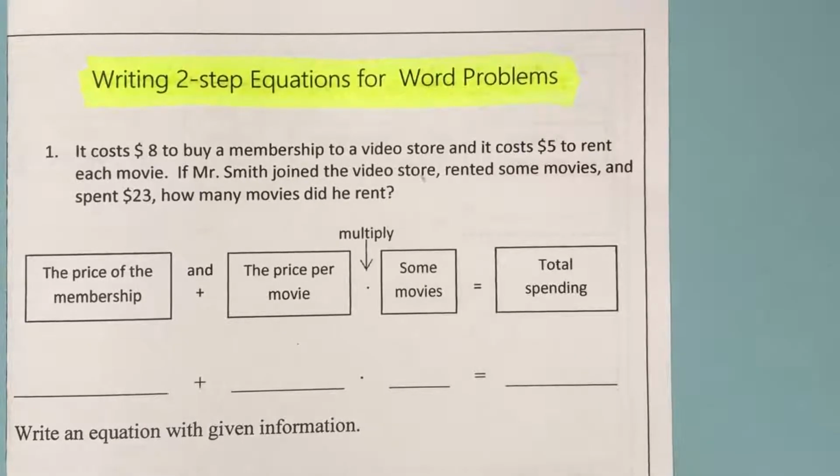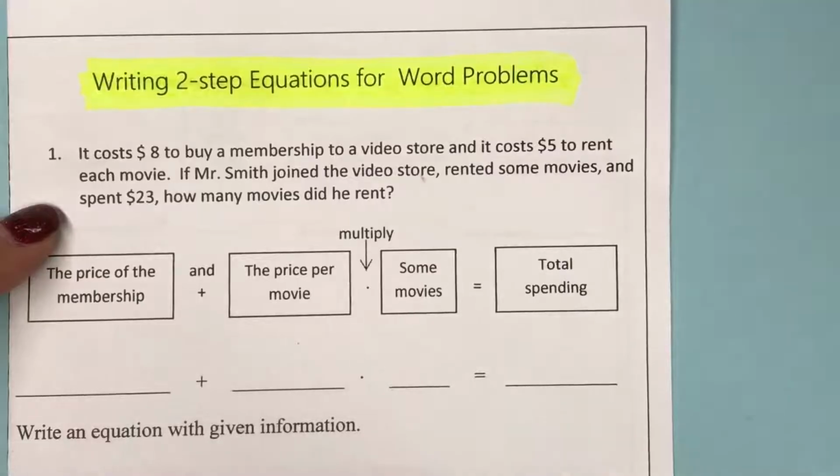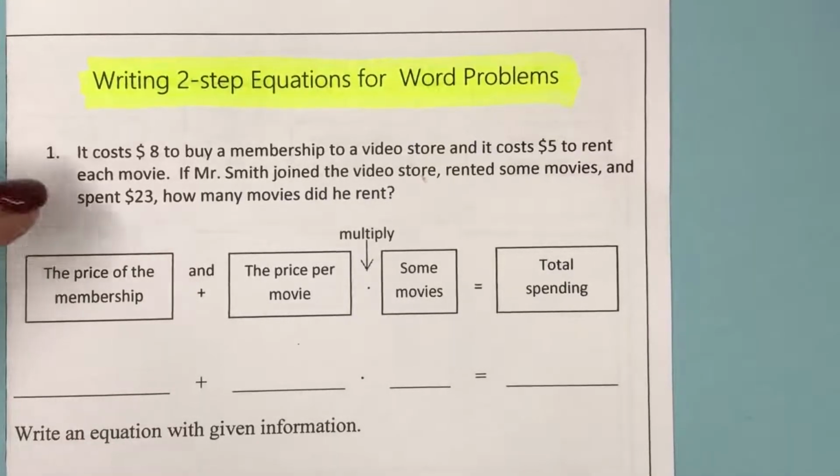The objective for today's lesson is to know how to write two-step equations for word problems. There is a difference between figuring out the answer to a problem and being able to translate the problem into a mathematical sentence, which is called an equation. So let's look at the first problem.